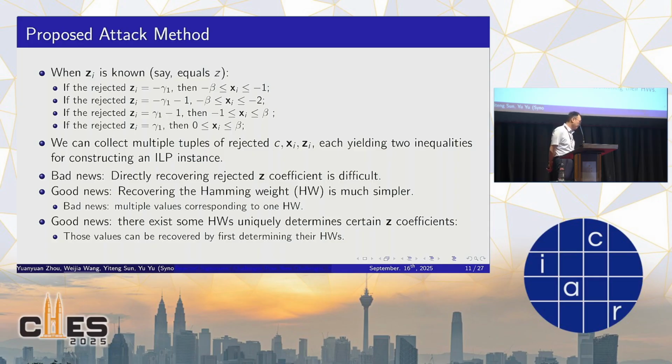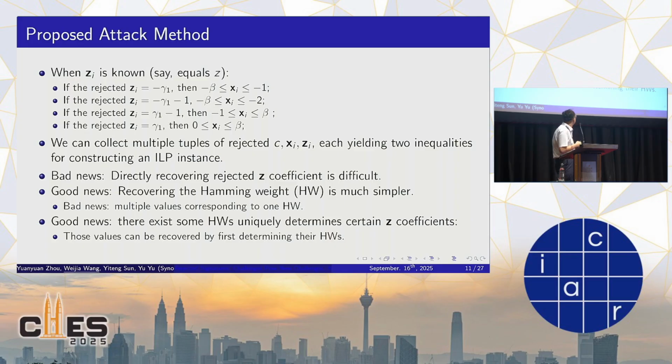Let me give an example. If the rejected zi equals minus gamma 1, then we can see that the coefficient of cs1, which is xi, lies in minus beta to minus 1, which is narrower than before. The other two cases are similar. So it means that we can collect multiple tuples of rejected c, xi, zi, yielding inequalities for constructing an ILP instance.